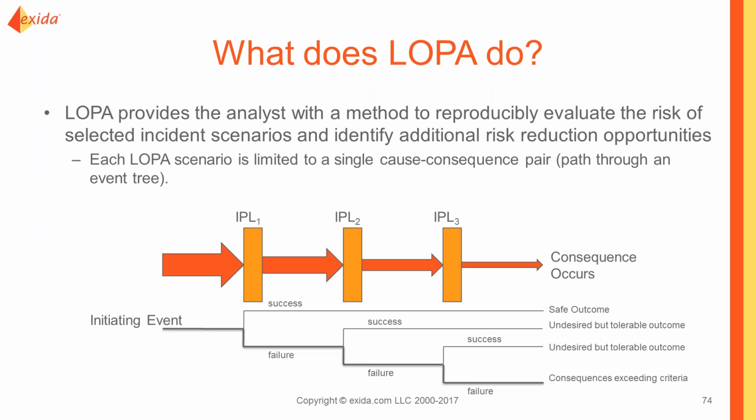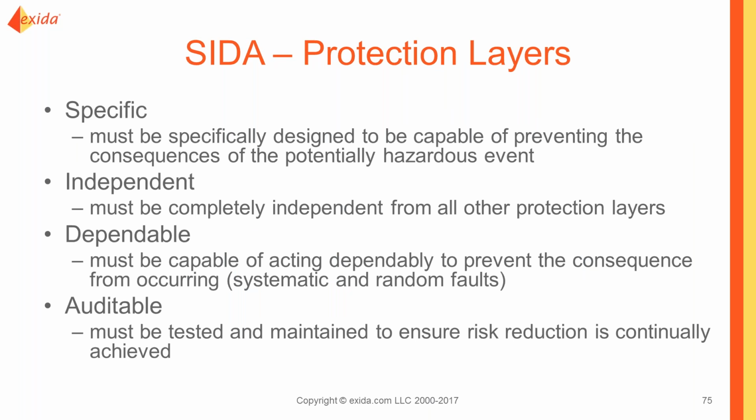So we're going to have an initiating event, then independent protection layers 1, 2, 3, et cetera. Each one of those protective layers is going to reduce the probability that the hazard propagates. To be a protection layer, it needs to be specific, independent, dependable, and auditable. So it must be specific in that it's designed to protect against the hazard, independent from either the initiating event or other protective layers. And this can be an issue in machine design where you might have a controller that's controlling the machine and also has safeguards in it.